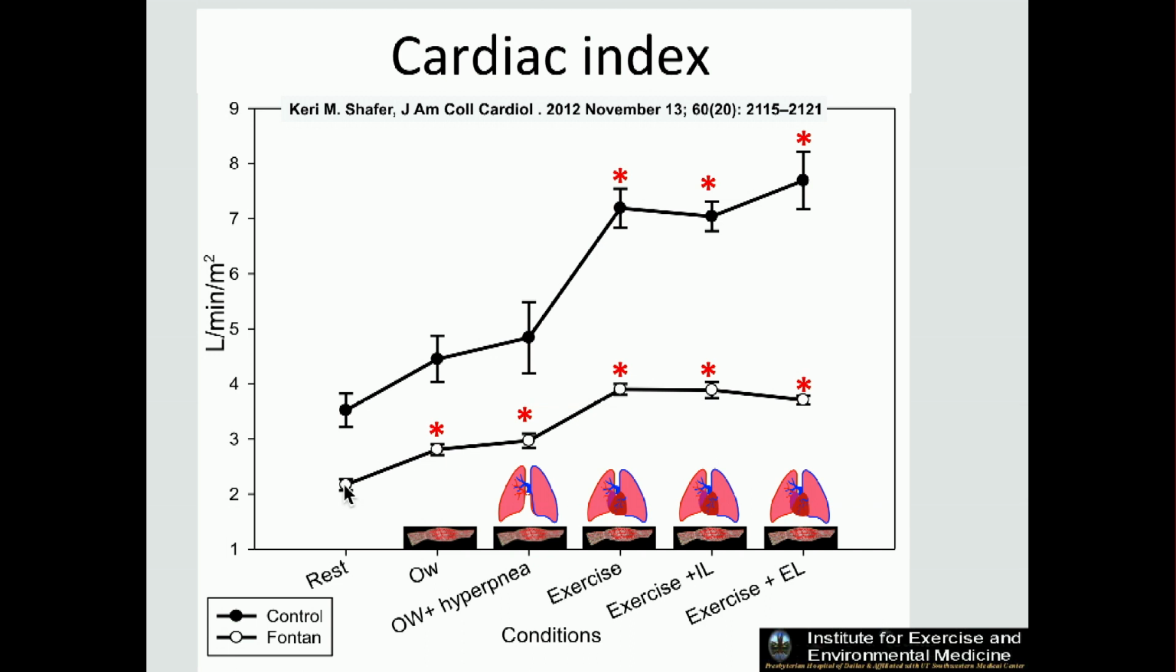And this is a Fontan circulation patient with lower values to start with, and then as exercise commences, there's really a very small increase in cardiac index. In this patient, it does double, but it really does not compare to normal. And then you can see also at the end of exercise, if you add an expiratory load, you can depress the cardiac output even further. And this speaks to the effect of the muscle pump and the respiratory pump during exercise.